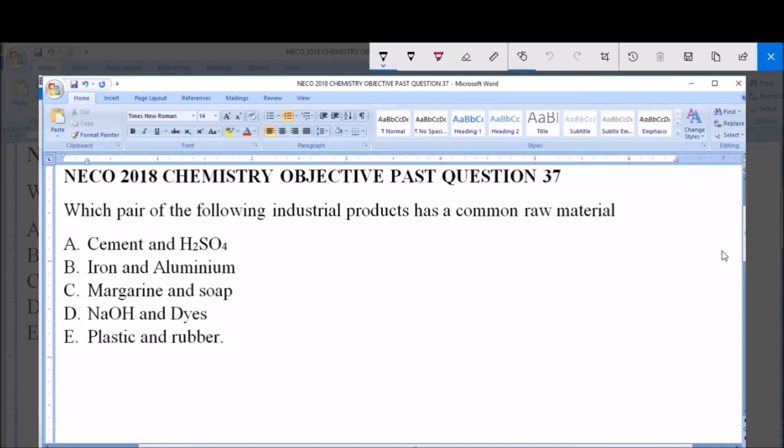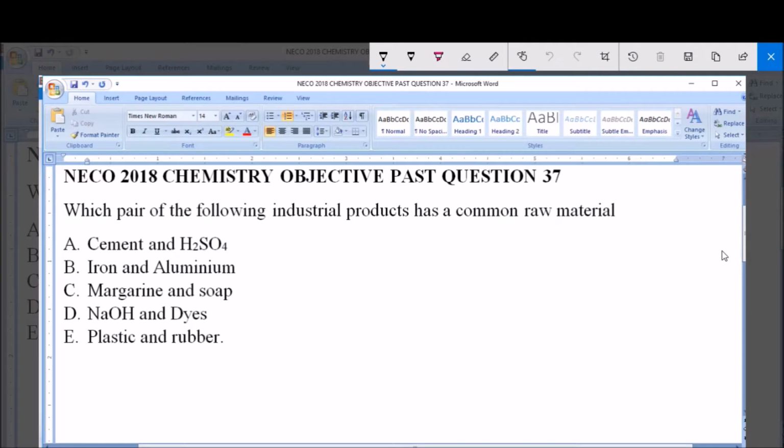Which pair of the following industrial products has a common raw material? A. Cement and H2SO4, that is tetraoxosulfate(VI) acid. B. Iron and aluminium. C. Margarine and soap. D. Sodium hydroxide and dyes. E. Plastic and rubber.